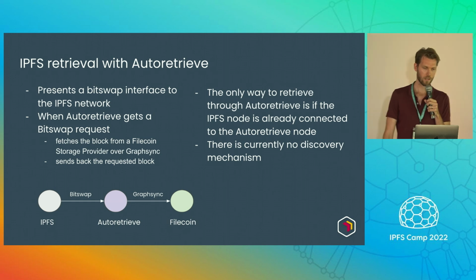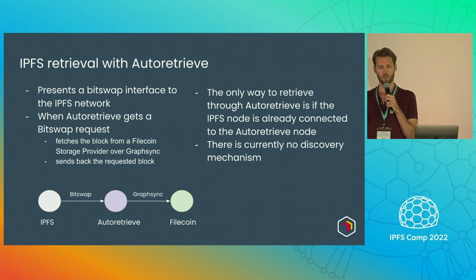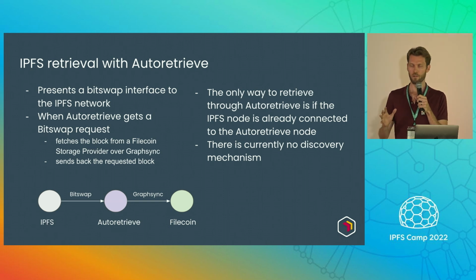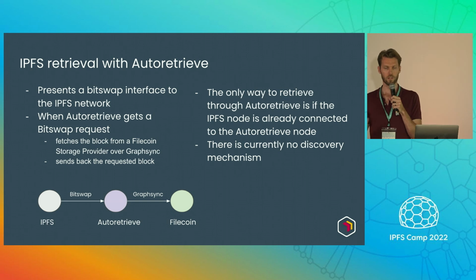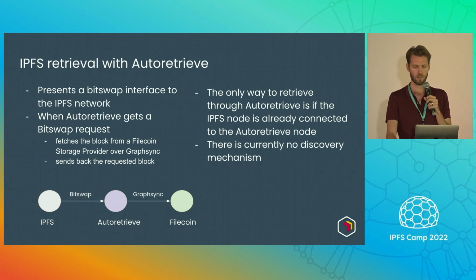So at the moment, the way that IPFS talks to Filecoin is a little bit indirect. So we have this thing called an auto-retrieve node. IPFS connects to the auto-retrieve node over IPFS's native transport protocol called Bitswap. And then auto-retrieve connects to Filecoin over Filecoin's native retrieval protocol called GraphSync. So obviously, there are some inefficiencies there from translating between the protocols. And the discovery is also a little tricky, because the IPFS node has to be connected to the auto-retrieve node in order for them to be able to talk to each other, and there's no discovery mechanism.